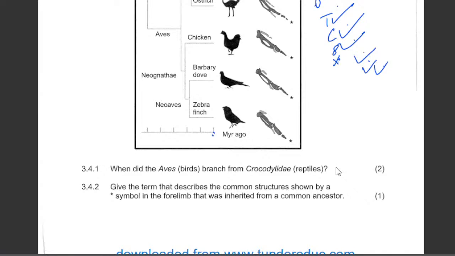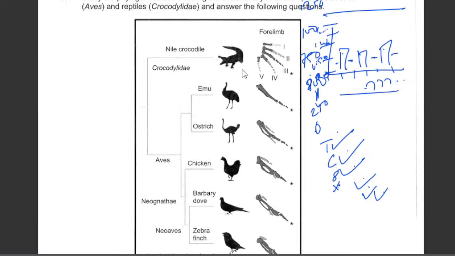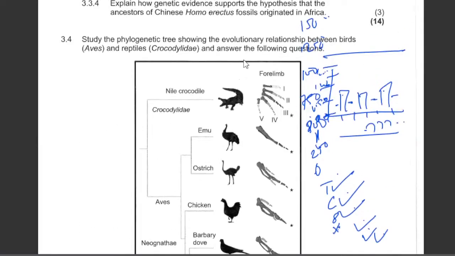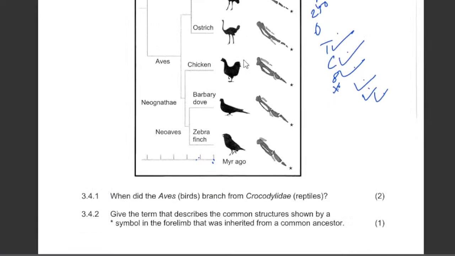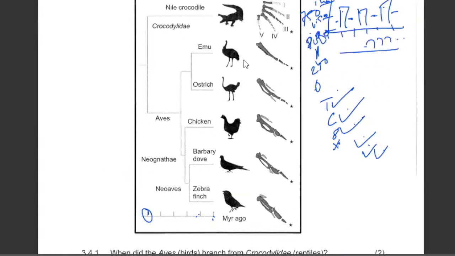If this is 1 year, 2, 3, 4, 5, 6, from here to here is 1 year, 2 years, 3 years, 4 years, 5 years. Basically, they separated here. This is when they separated. If it is in terms of years, they separated in million years, meaning that it's 5 million years. But this is where they separated from.